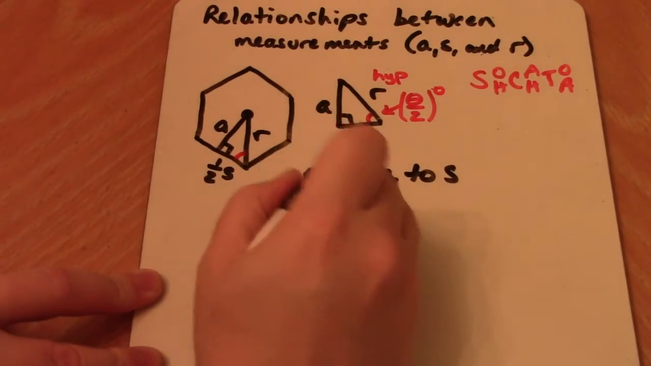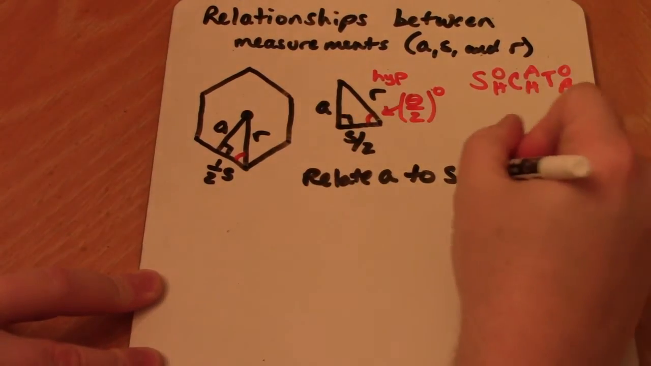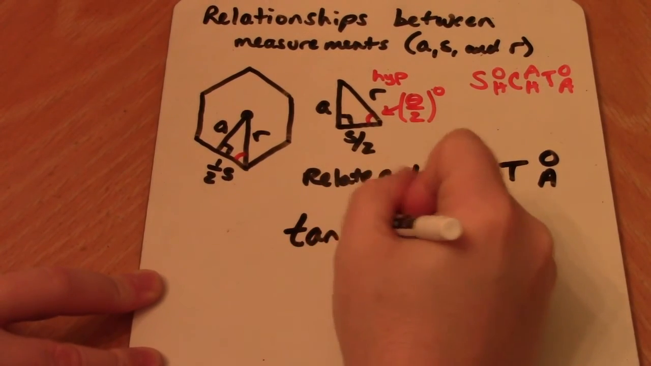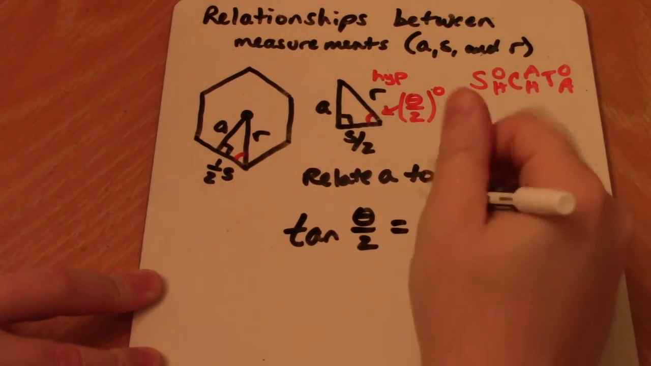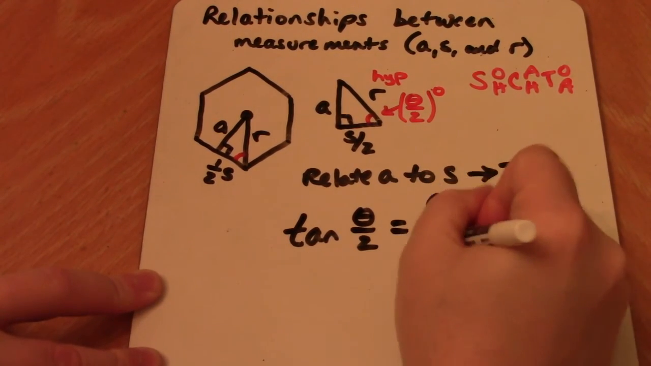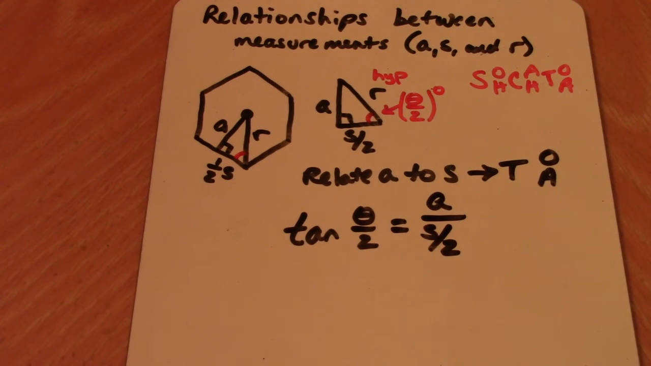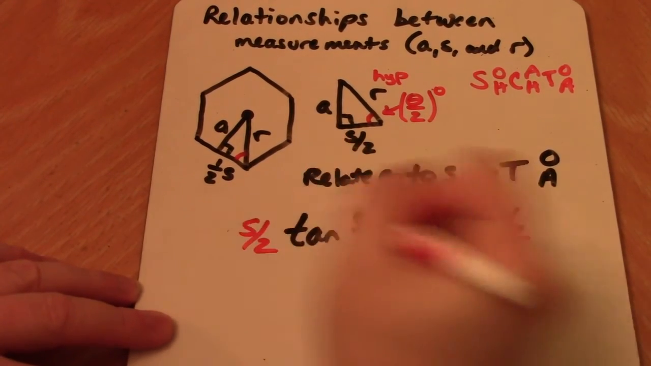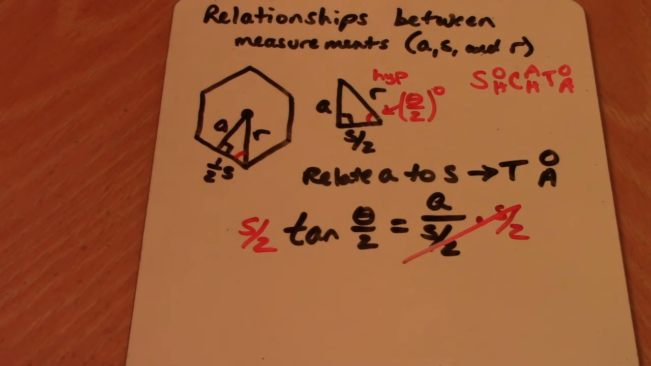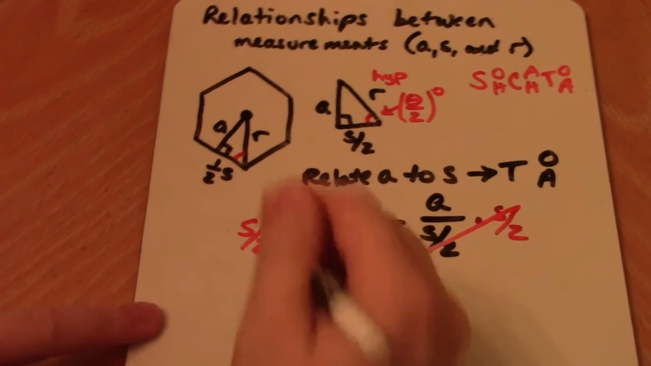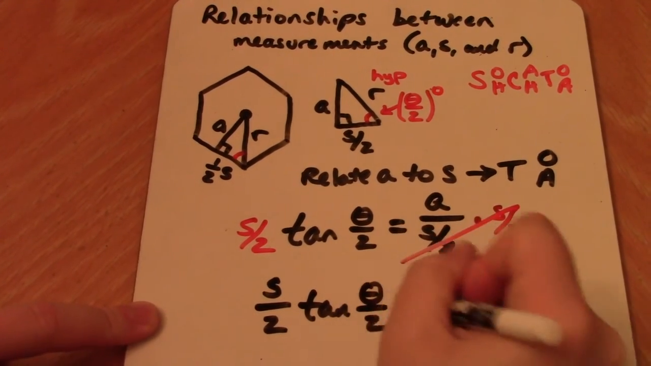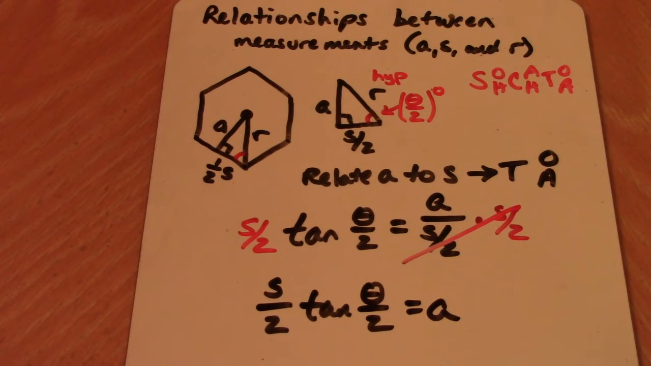Now if we want to relate A and S, that's opposite and adjacent. So this time we would use our tangent function, and we would say that the tangent of theta over 2 is equal to opposite A over adjacent, S over 2. So at this point, what we're going to do is multiply both sides by S over 2. That would cancel the entire denominator and would give us S over 2 times the tangent of theta over 2 equals A.